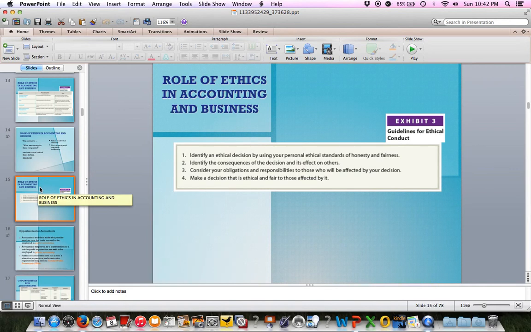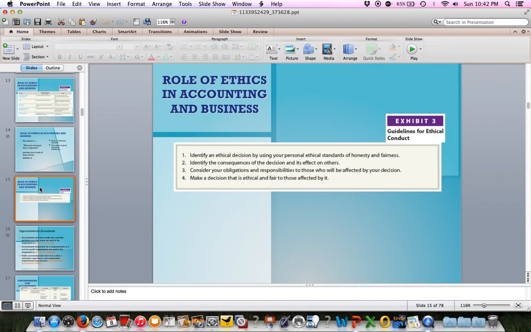And so for the role of ethics in accounting, here is a step-by-step process to guide your ethical conduct in any business, regardless of whether you're in accounting or whatever you're in. Step 1, identify an ethical decision by using your personal ethical standards of honesty and fairness. Use your moral compass to help guide your decision or the situation that you find yourself in. Step 2, identify the consequences of your decision and the effect on others, and sometimes maybe it's not doing anything as your decision, or sometimes it's taking a particular course of action.